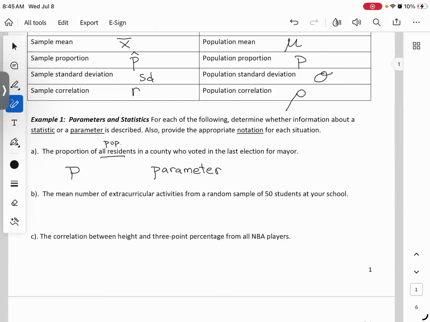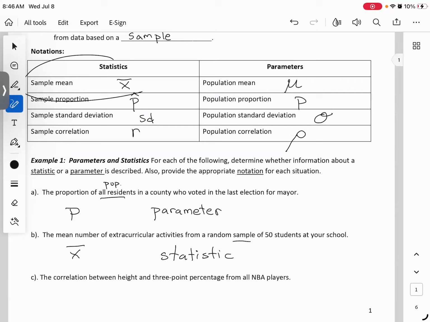Now for B, B says that it was them doing the mean or an average of extracurricular activities, but when they did it, it was just based off of a smaller sample. So once they're done calculating that value, that would only be considered a statistic. And once they do have that value, they would use X bar because it was a mean from a sample. And look, that's where this helps right here. If it was a sample mean or mean from just a sample, that's a statistic, and you use X bar.